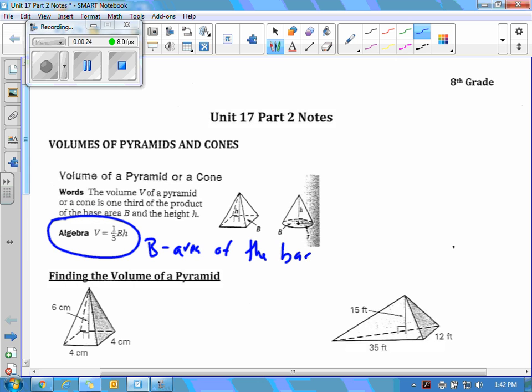If you think of this, it makes sense because a pyramid is a third of a prism. The square pyramid is about a third of a rectangular prism. The triangular pyramid is about a third of a triangular prism. A cone, with its circular base, is about a third of a cylinder. So that's where this formula comes from.